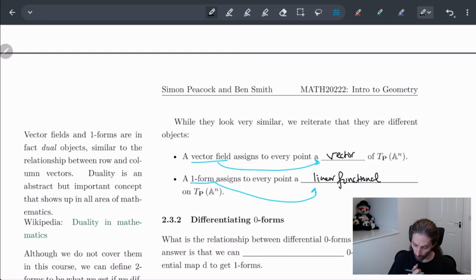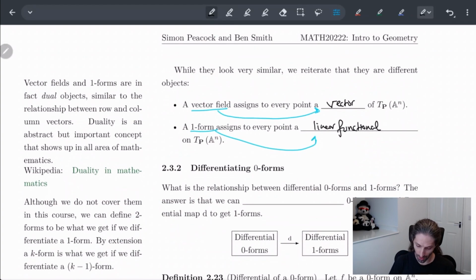And now, as a little aside, vector fields and one forms are in fact what's called dual to one another. This is very similar to row and column vectors. We're not going to go into too much about duality, but here's a Wikipedia article on the side if you want to look at duality and mathematics in general. Duality is a very important concept and it appears everywhere.